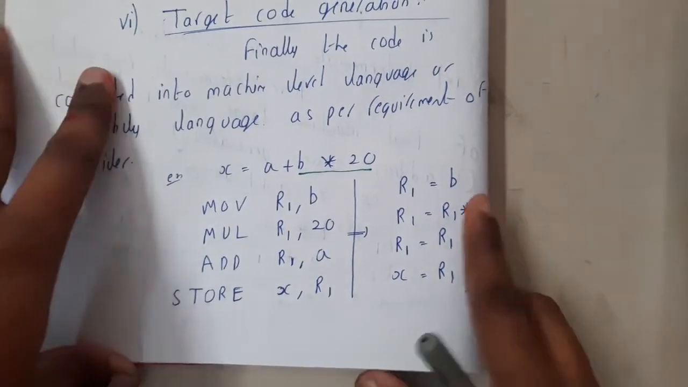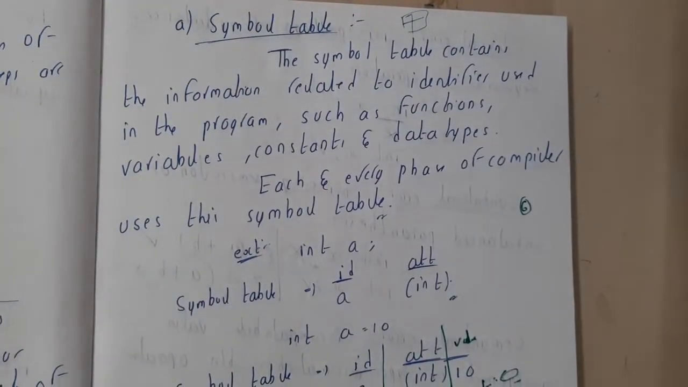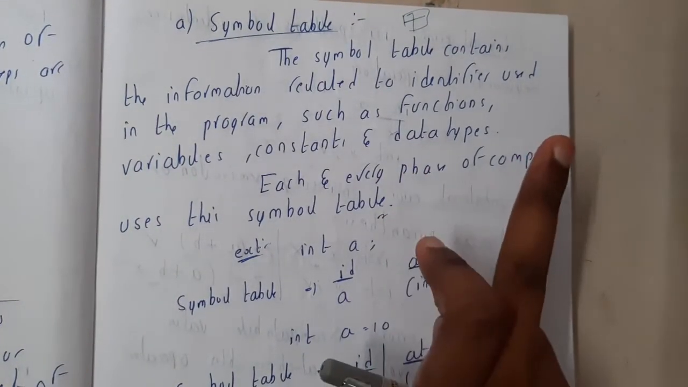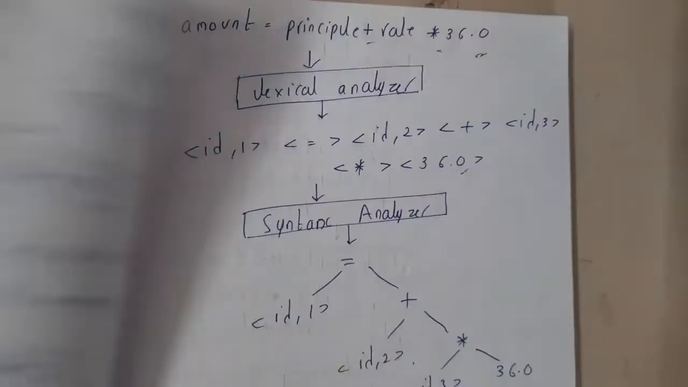You can just cross check it. Okay, so now moving on to the last two parts, those are symbol table as well as error handler. So now you understood all the 6 phases, right? I have written those 6 phases here.